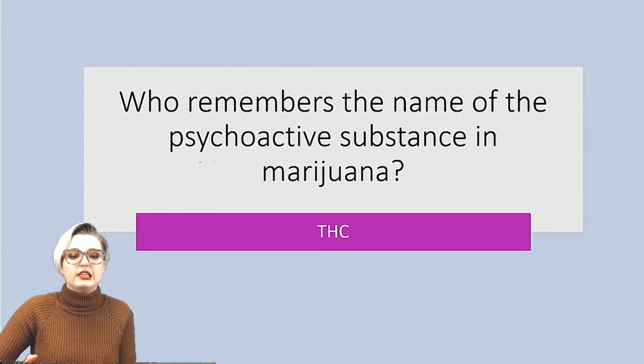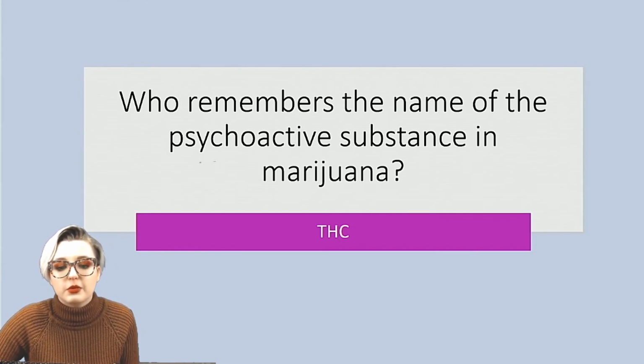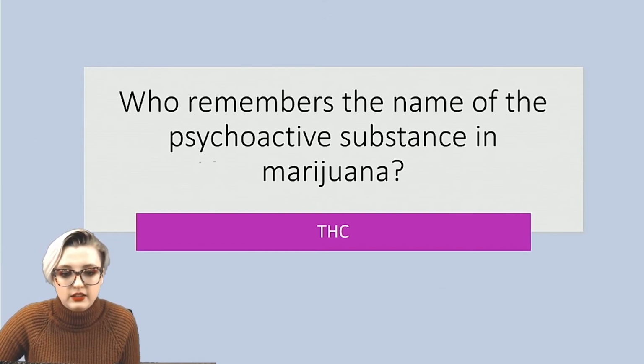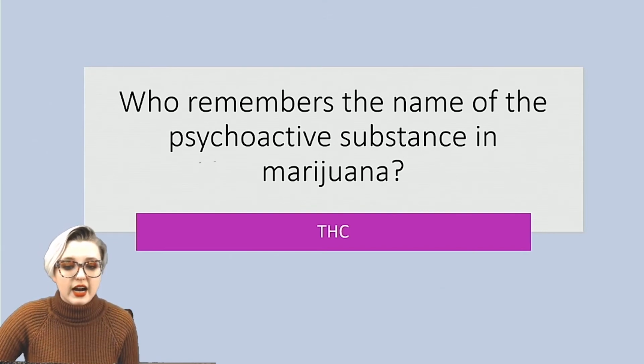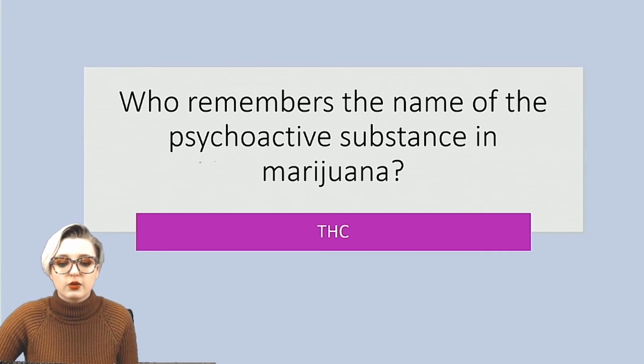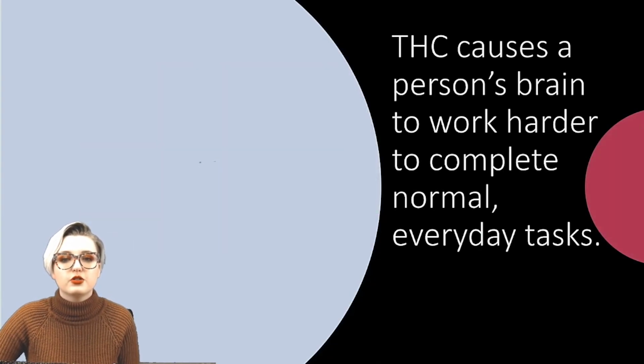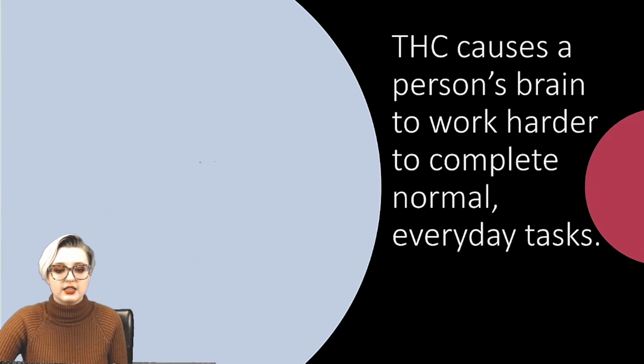So THC is going to cause a person's brain to work harder to complete normal everyday tasks. The impaired brain cannot react as quickly or process information at a normal rate because THC is blocking the receptors in the brain. To illustrate this, we're going to take a look at the poster of a Stroop test.